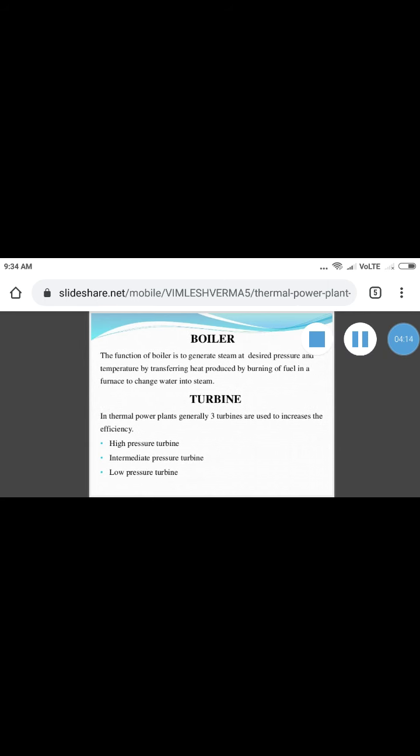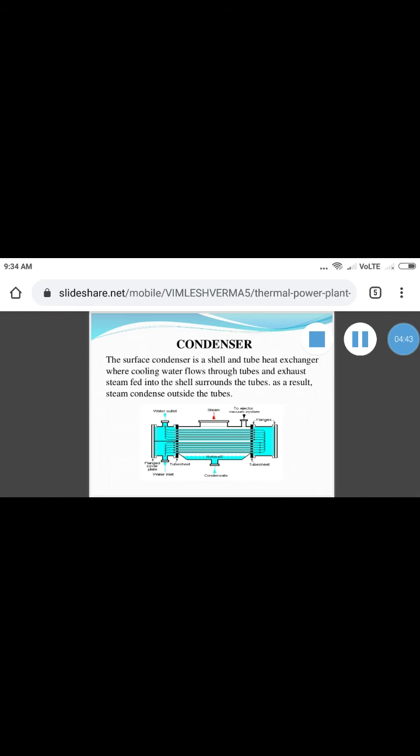Boiler. The function of the boiler is to generate steam at desired pressure and temperature by transferring heat produced by burning of fuel in a furnace to change water into steam. Turbine. In thermal power plants, generally three turbines are used to increase the efficiency: high pressure turbine, intermediate pressure turbine, low pressure turbine. Condenser. The surface condenser is a shell and tube heat exchanger where cooling water flows through the tubes and exhaust steam fed into the shell surrounds the tubes.